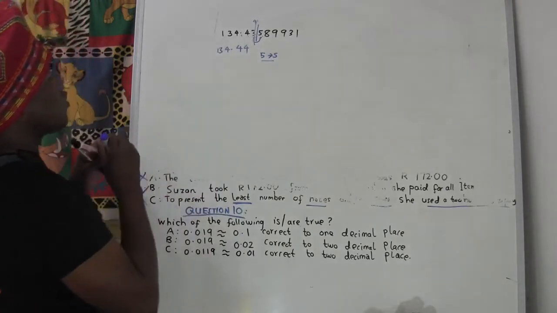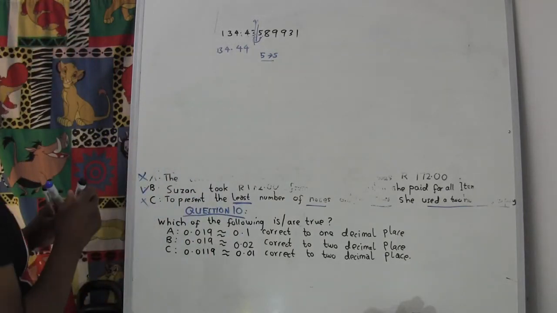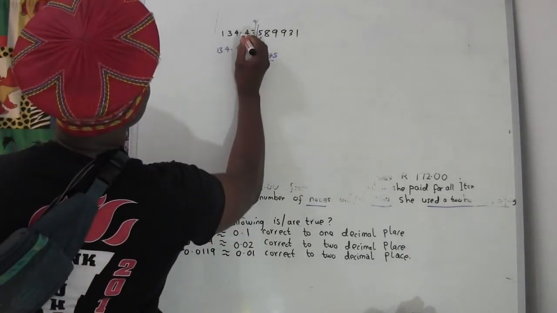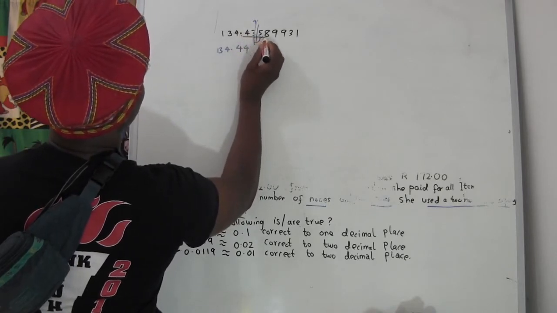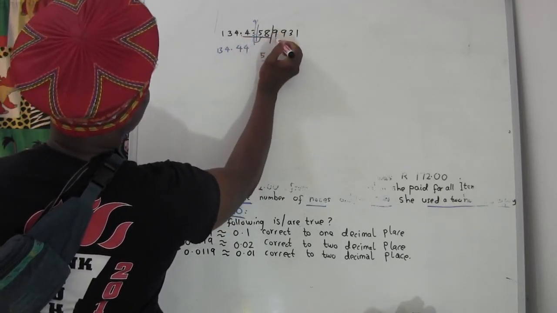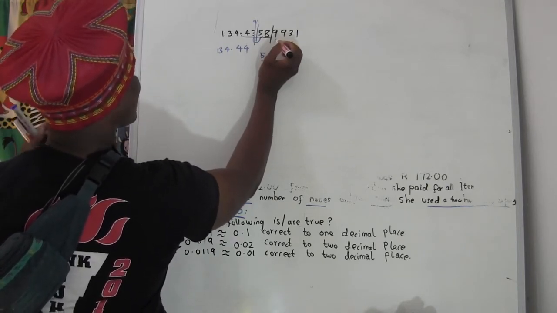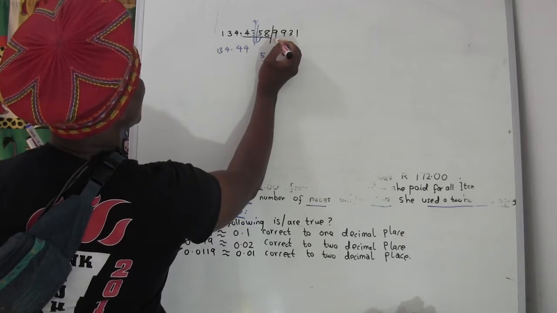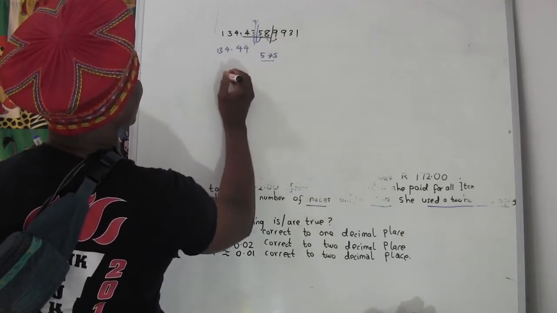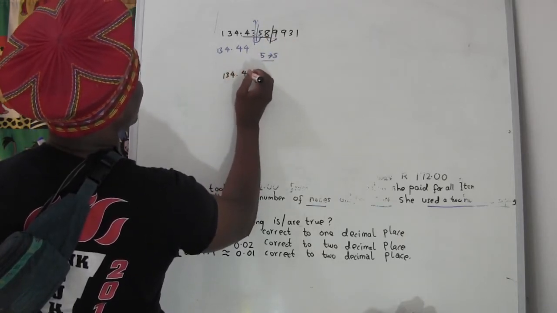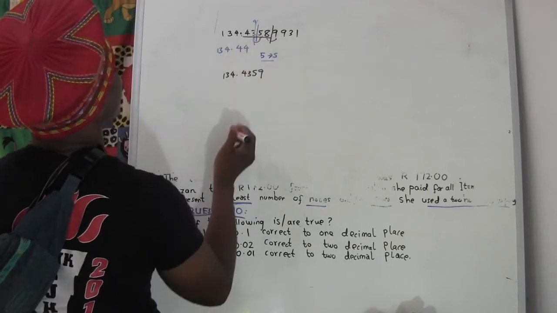Okay. Can you do it to 5 decimal places? So for 5 decimal places I go: this is my decimal, 1, 2, 3, 4, 5. You stop and then you look at this number. Is this number 5 or more than 5? Yes, it is, because it's more than 5. So it's going to change the previous one. So our final answer is going to be 134.4359. It's going to add 1 to the number.